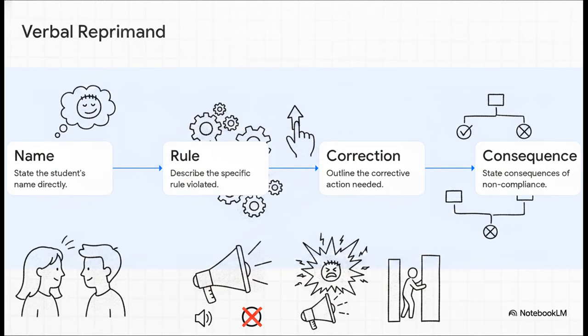We are not talking about a crazed shout across the room. It is a firm, principled intervention. Step 1, state the student's name directly and immediately. Step 2, accurately describe the exact rule they violated. Step 3, outline the corrective action required. And Step 4, state the consequences if they do not comply. The absolutely crucial point here is that this must be delivered calmly, with direct eye contact.